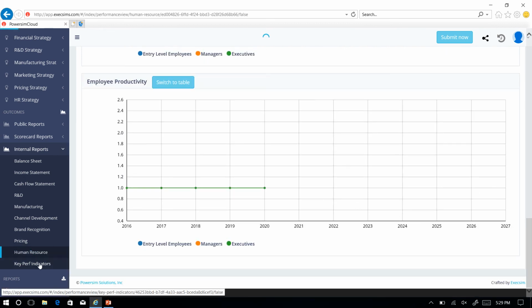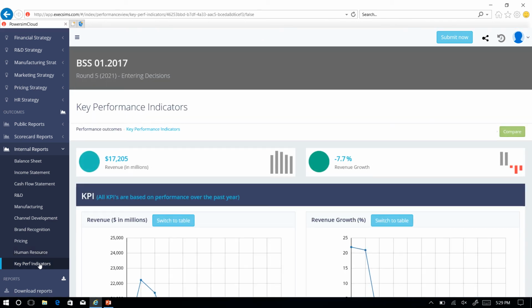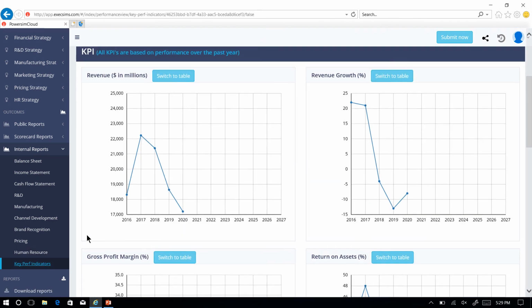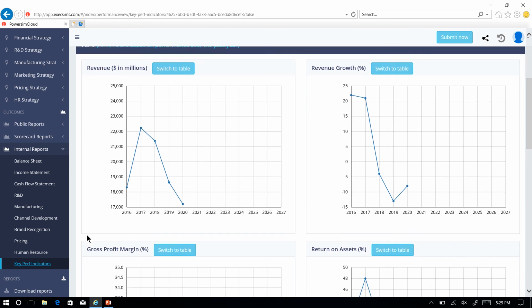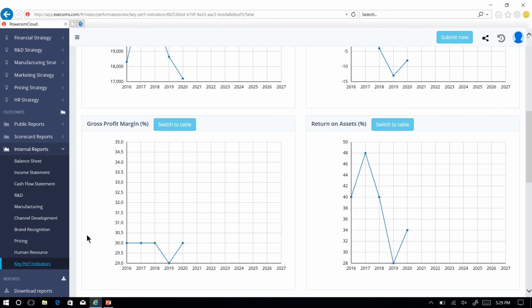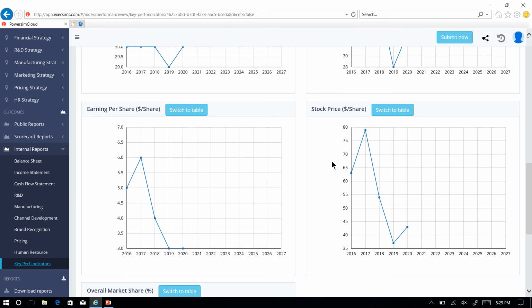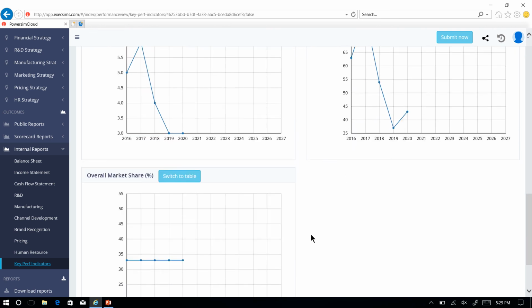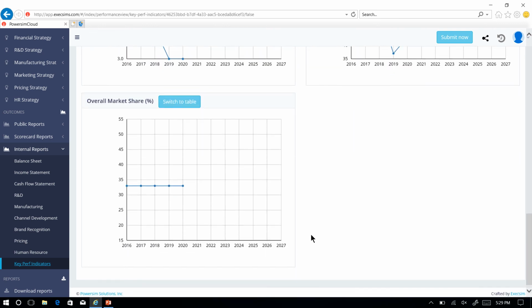and then last but not least, we have key performance indicators, where we can see revenue growth, gross profit margin, return on assets, earning per share, stock price, and overall market share.